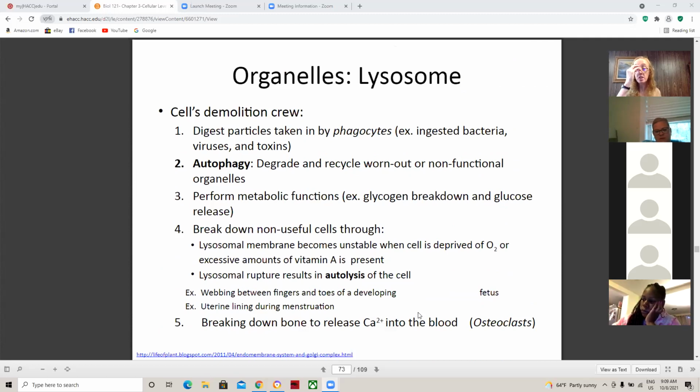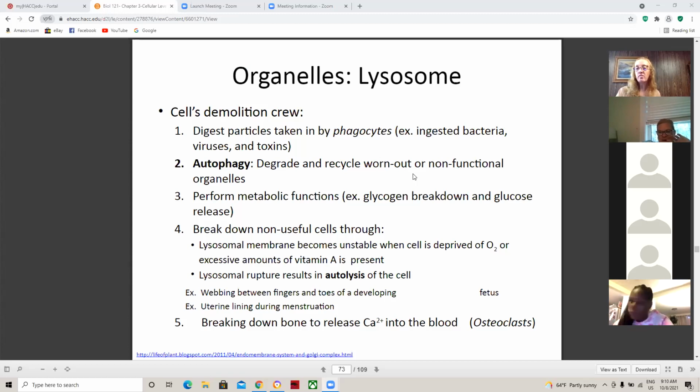The lysosome is the cell's demolition crew. So it works to digest particles taken in by the phagocytes. Remember, those are the cells that engulf things. Phagocytes, being the cells that engulf things, tend to contain a lot of lysosomes because that's their function, is to take things in and break them down.